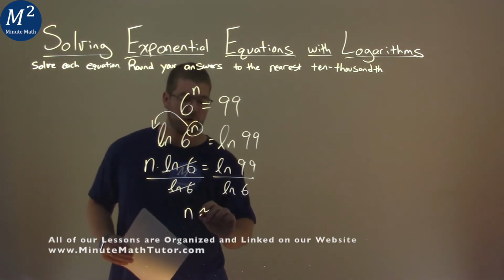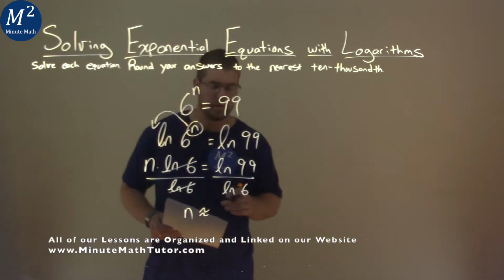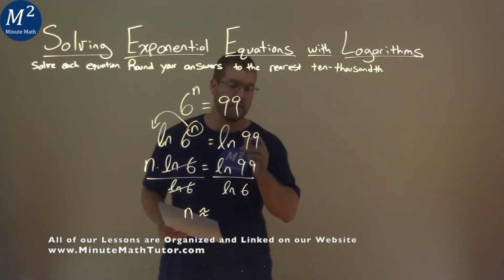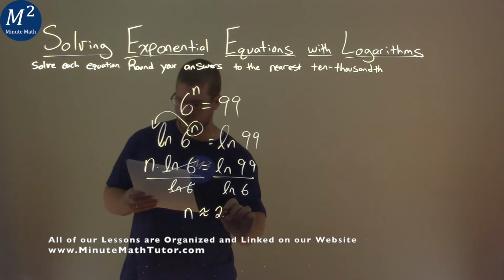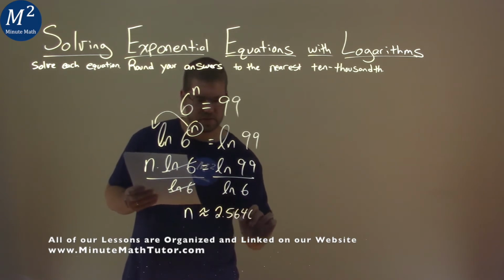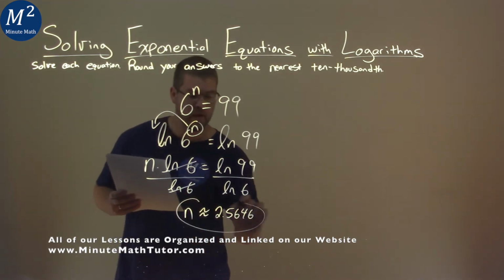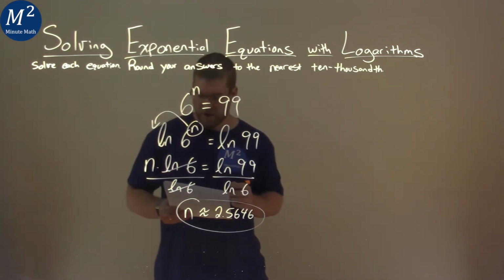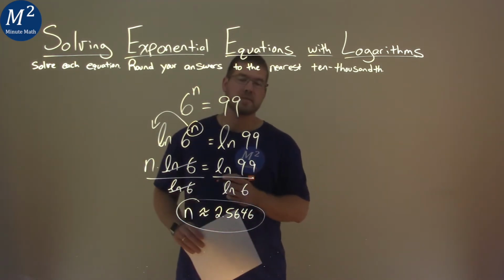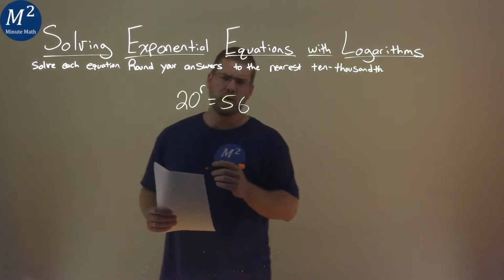This is going to be an approximate answer, but using our calculator, natural log of 99 divided by natural log of 6 comes out to be approximately 2.5646 when we round it. And so our final answer here is n is approximately equal to 2.5646.